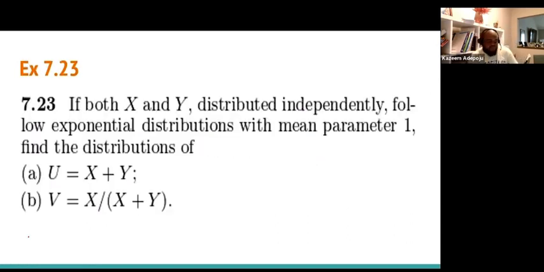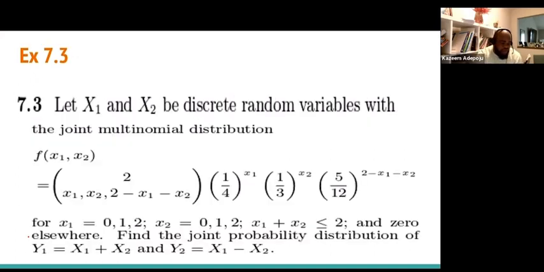Let's come to this one now. If both X and Y are distributed independently and they both follow an exponential distribution with mean parameter 1, find the distribution of u equal to x plus y, and v equal to x over x plus y. I'm going to leave this for you as an exercise, very easy, but you know what? I'm going to do the rigorous one.